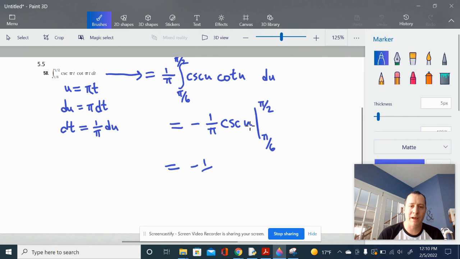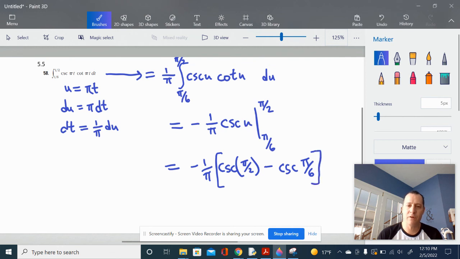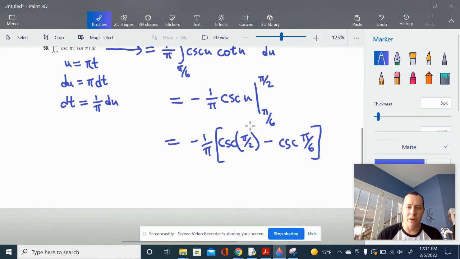So I have negative 1 over pi times the cosecant of pi over 2 minus, and I'm just going to put parentheses here. I have the negative 1 over pi factored out. The cosecant of pi over 6. However you do this, just be careful with the negatives. Factoring out the negative 1 over pi is maybe a little easier here because then I can do a grouping symbol and then just do cosecant of that minus cosecant of that. If you're going to distribute it, make sure you distribute the negative with it. All right, we're going to keep moving here. And so I am running out of space though.